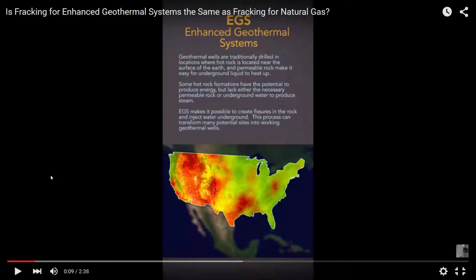Some hot rock formations have the potential to produce energy but lack either the necessary permeable rock or underground water to produce steam. EGS makes it possible to create fissures in the rock and inject water underground. This process can transform many potential sites into working geothermal wells.